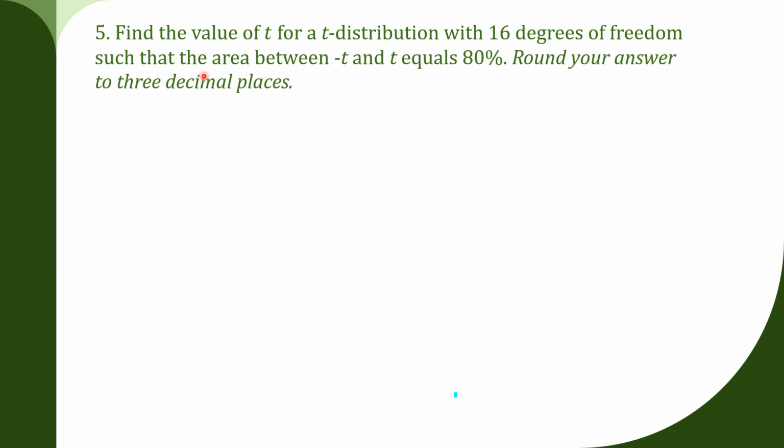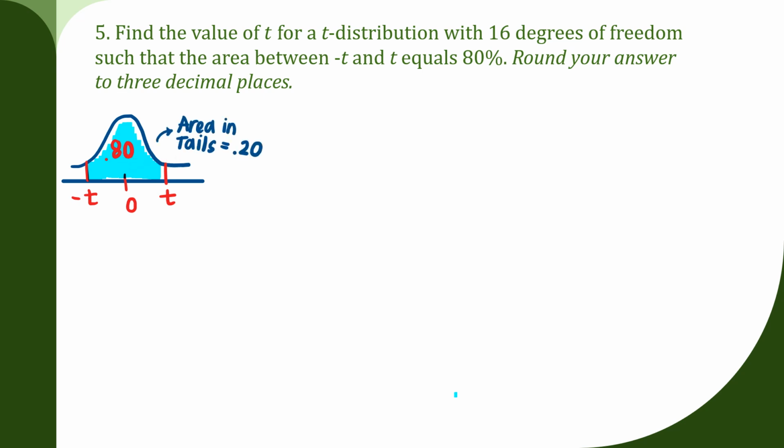Then we have just a slightly different version of this problem. Find the value of t for a t distribution with 16 degrees of freedom such that the area between negative t and t equals 80%. So this time it's telling you the opposite. It's telling you that the area in between those two critical values is 0.80 or 80%. Since we know that the total area under the curve is 1, that means that the shaded area plus this unshaded area must be 1. So that's 1 minus 0.80, which is 0.20, which is going to be in the tails.